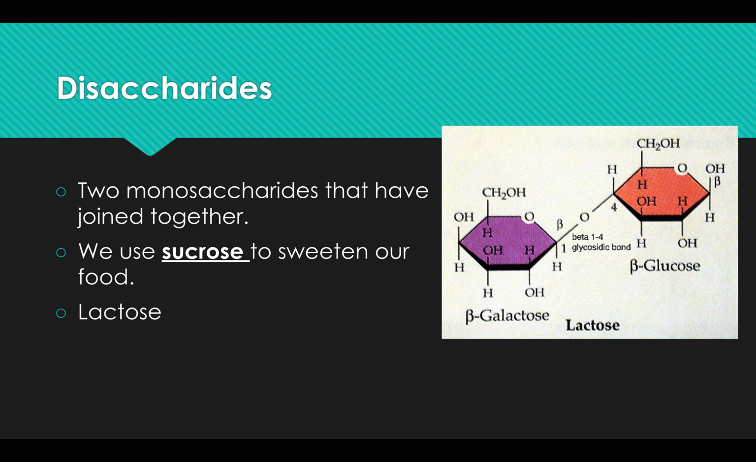So what is a disaccharide? The prefix di means what? 2. Okay, so it's 2 monosaccharides put together. An example of this is sucrose. This is what we use to sweeten our food. And another example of this, found in milk, is lactose. So you'll hear a lot of people are lactose intolerant. That means their body does not have the enzyme to break down the lactose, so they can't have any milk products.